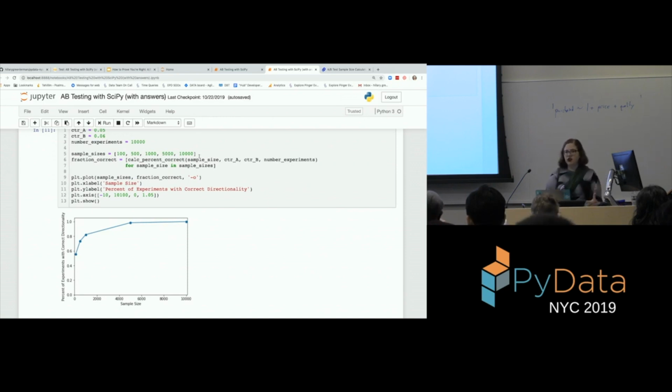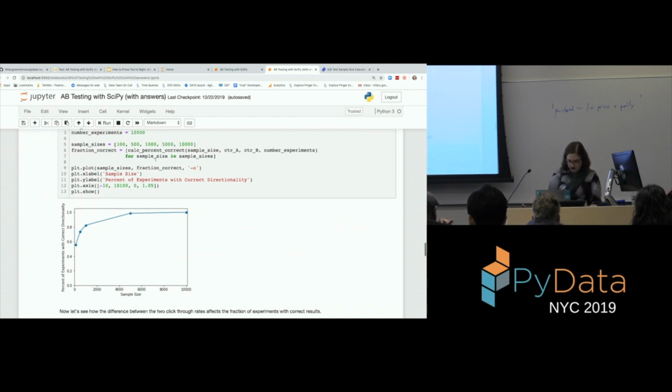So this is a really important thing to keep in mind at the planning stages, that you're going to need probably relatively large sample sizes, and if you don't think you're going to get those, again, an A/B test might not be for you. In a few minutes, we'll talk about how to actually calculate the exact sample size that you need in order to get the amount of accuracy that you want.